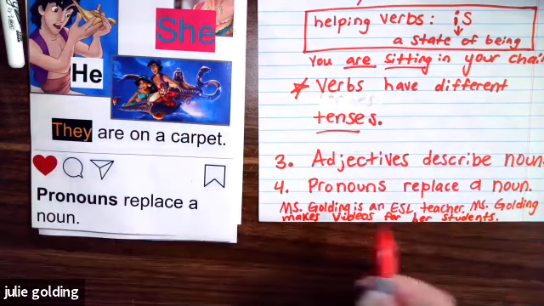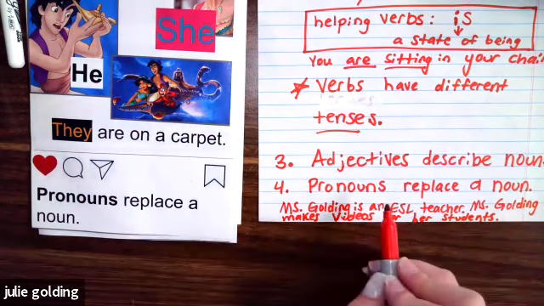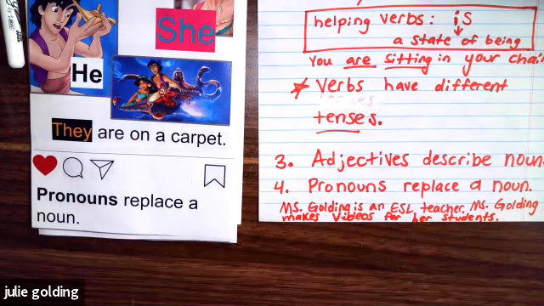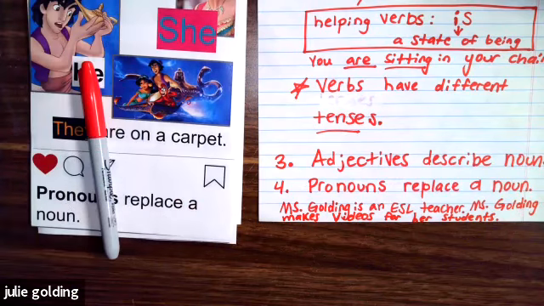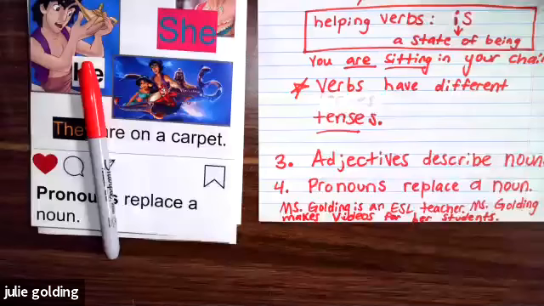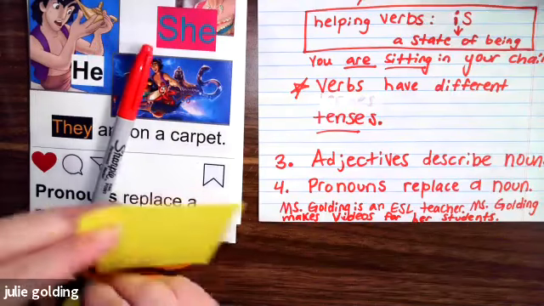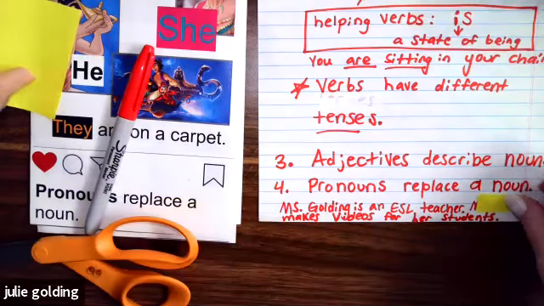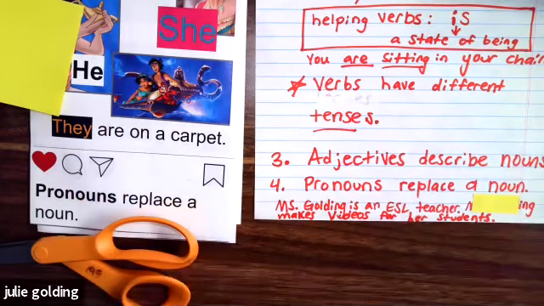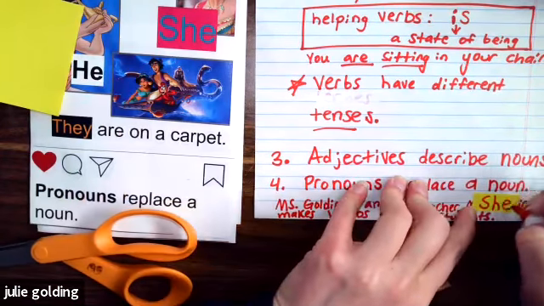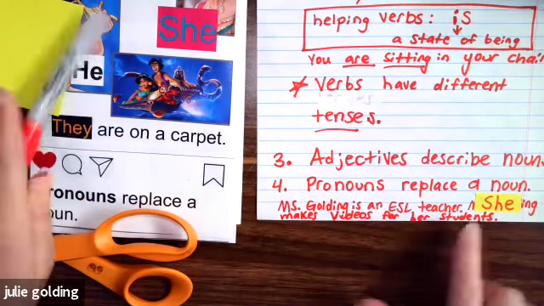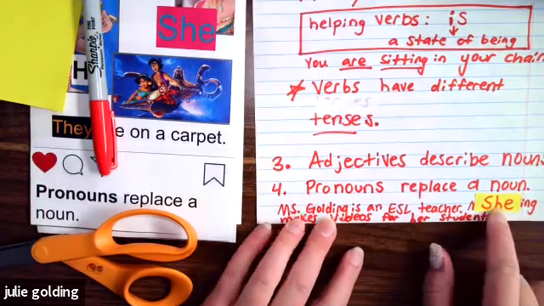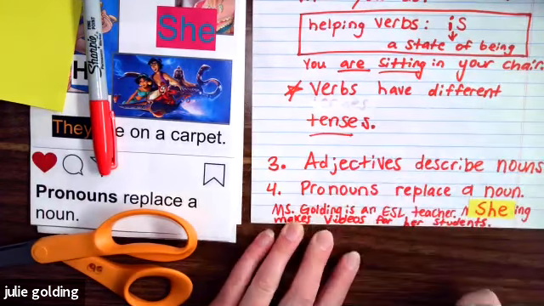So I don't have to say Miss Golding every time I'm talking about myself or about a character. Instead of repeating Miss Golding, Miss Golding, Miss Golding, I can replace it by saying she. Instead, she makes videos for her students. What is the she talking about? It's talking about Miss Golding.